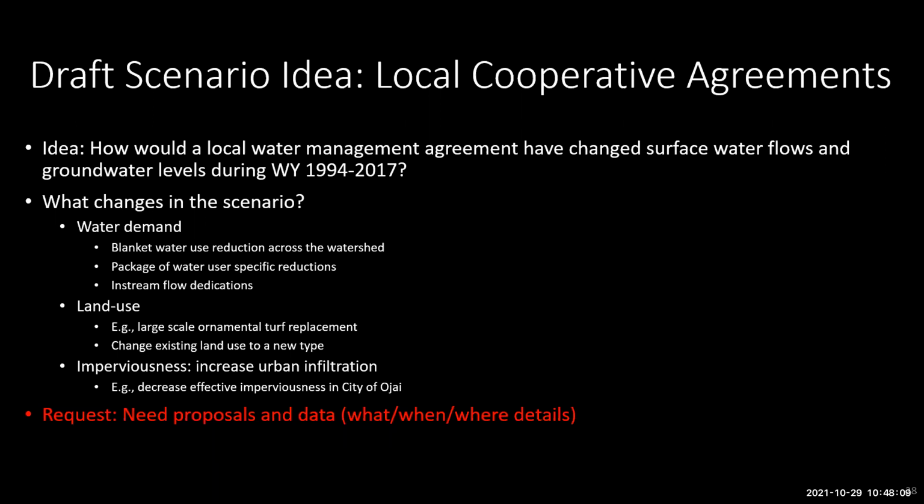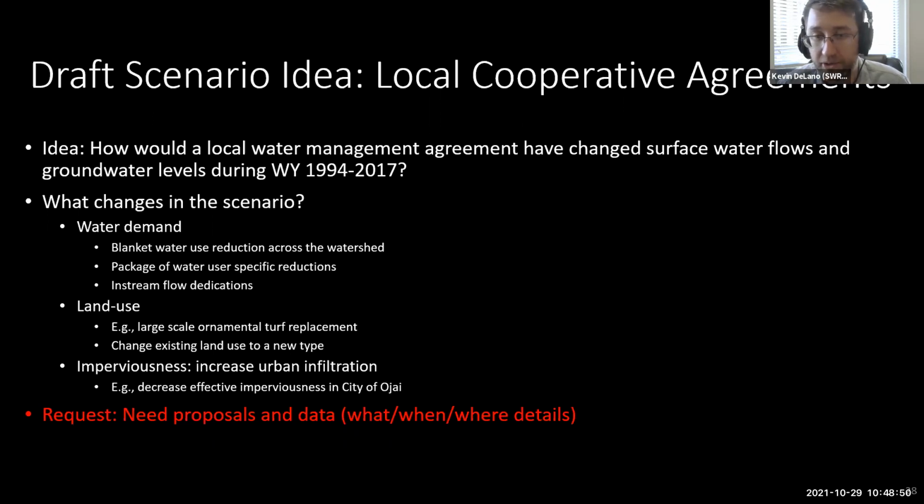Thank you, Tom. Yeah, so I think with this scenario, there's a few routes it could take. What would change in a local cooperative agreement scenario? It depends on what is proposed to us. We are soliciting comments and data on a local cooperative agreement scenario to represent in the model. Some ideas of what could change: we could see, as Tom mentioned, a package of water user specific reductions, water conservation by specific water right owners, water users in the watershed. But we want the whole package in one scenario.